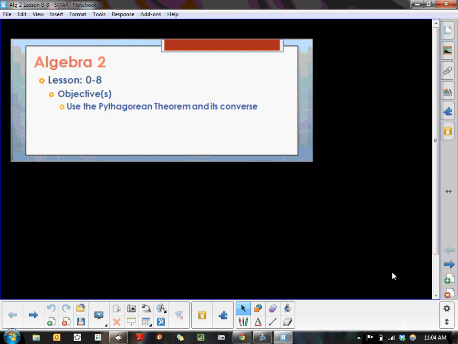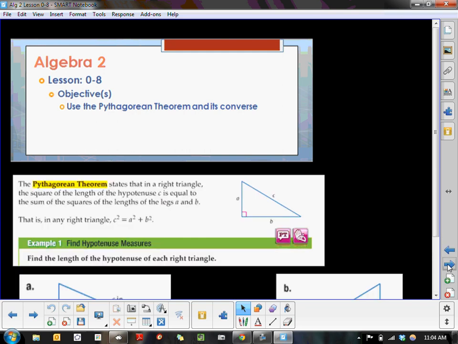In section 0-8, we're going to review the use of the Pythagorean theorem, and we're also going to talk about its converse. First and foremost, the Pythagorean theorem says that in a right triangle, the square of the two legs added together has to equal the square of the hypotenuse.